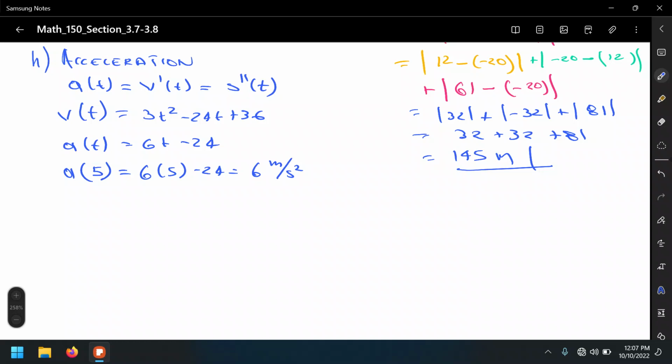Okay, so number one, the last part H, that's part I. When is the particle speeding up? And when is the particle slowing down?